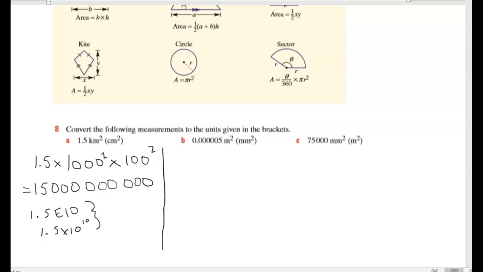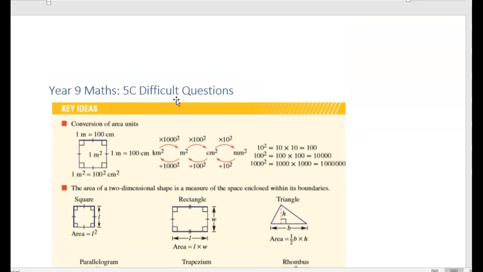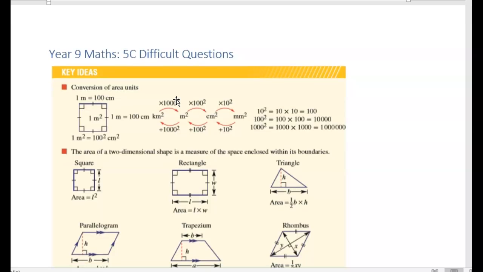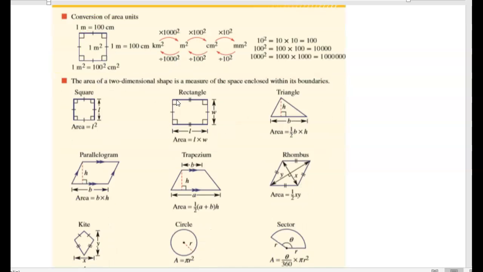Question B. Now I've got 0.00000. Is that 5 zeros? So 5 meters squared, and we've got to convert it into millimeters squared. So we go to our conversion table. We're going from meters squared to millimeters squared. So we're multiplying it by 100 squared and then multiplying it by 10 squared.